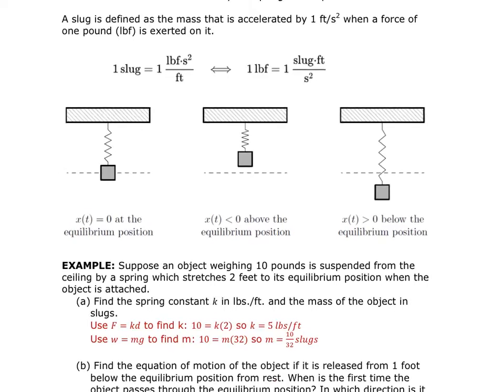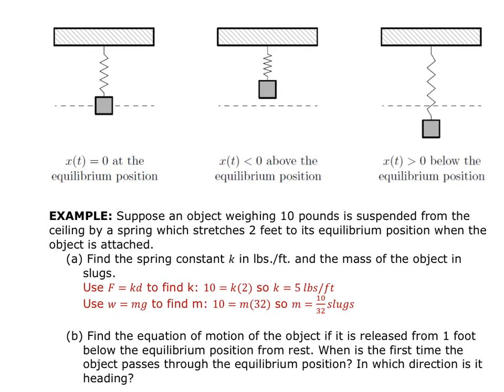So let's go through an example here, and I've got all the answers too, so we can just talk about them. Suppose you have an object that weighs 10 pounds. It is suspended from the ceiling by a spring that stretches 2 feet from equilibrium when the object is attached. Find the spring constant. The first thing you need to do is find how stiff this spring is, and that's the spring constant. The way you determine how stiff it is, you use the fact that F is equal to kd.